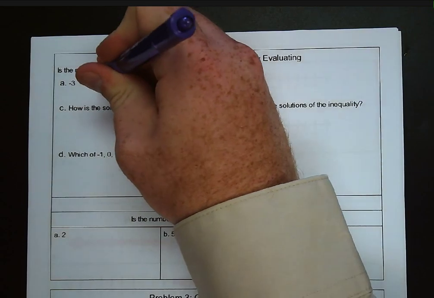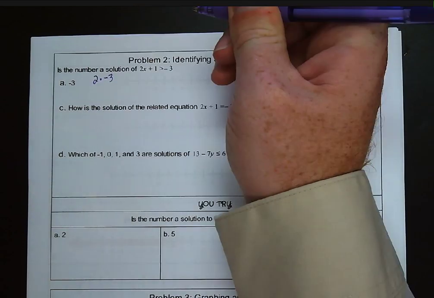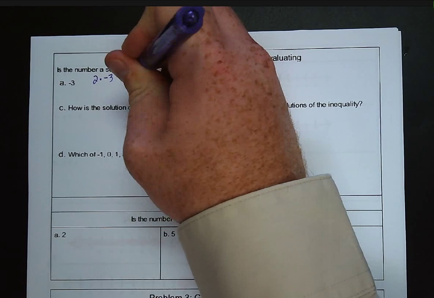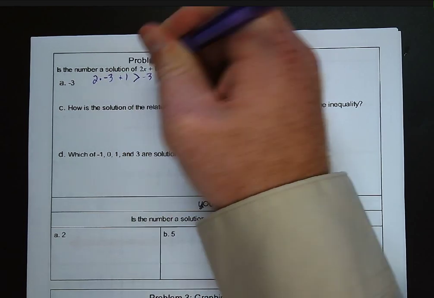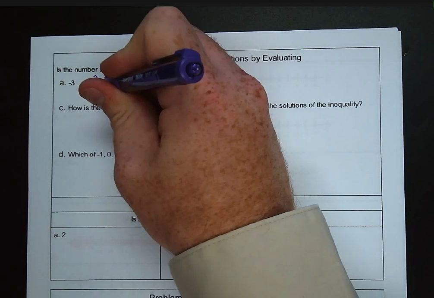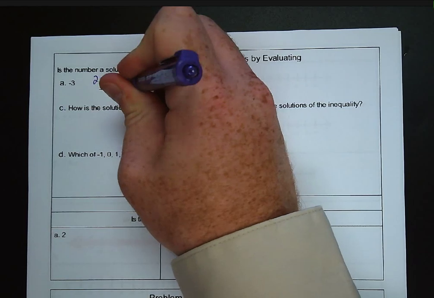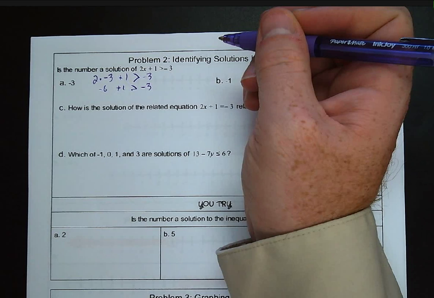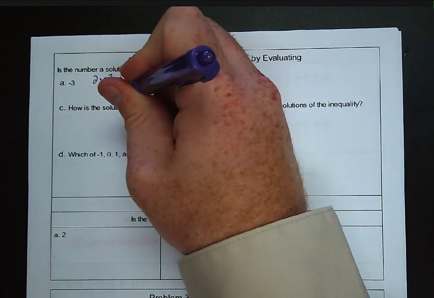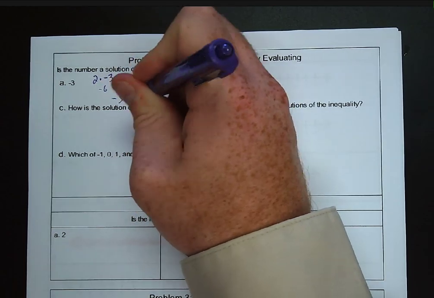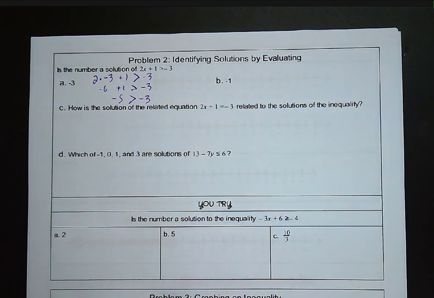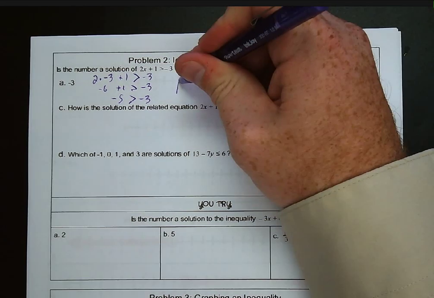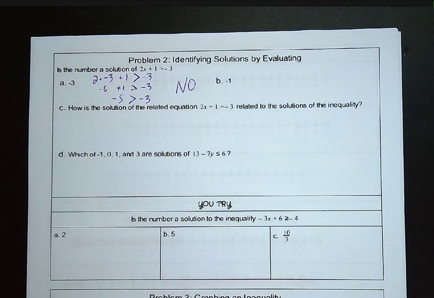2 times -3 plus 1 is greater than -3. 2 times -3 is -6, plus 1 is greater than negative 3. Negative 6 plus 1 is negative 5. Is negative 5 greater than negative 3? No. All right.